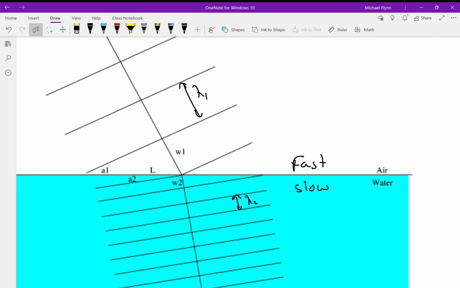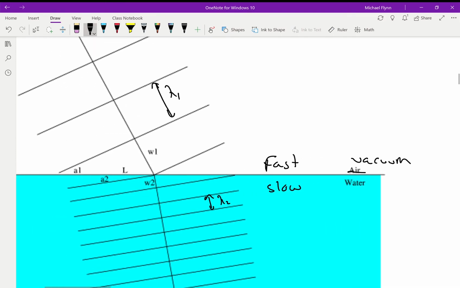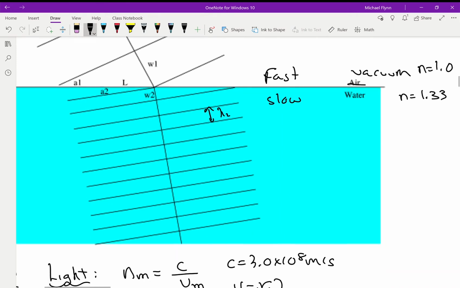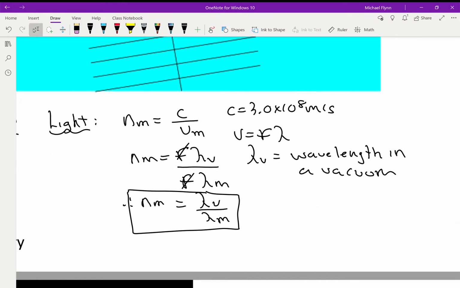The longer wavelength, let's say this is air, it's more or less like a vacuum, where the index of refraction would be 1.0. And here the index of refraction for water is 1.33. So in other words, the speed of light in a vacuum is 1.33 times faster than the speed of light in the water. So that's what the index of refraction means. But here's a way of calculating it, and we're going to need that later.